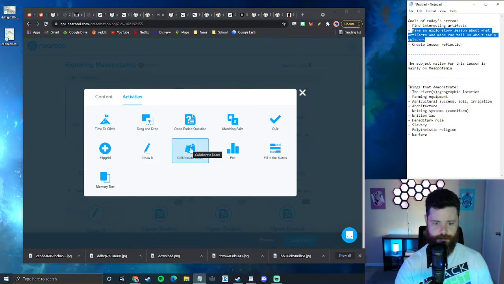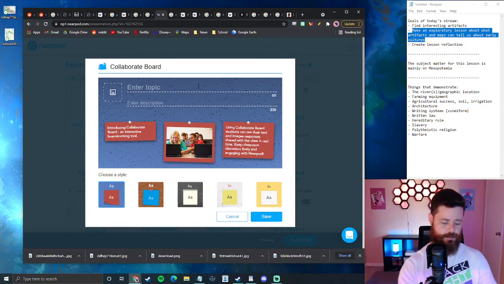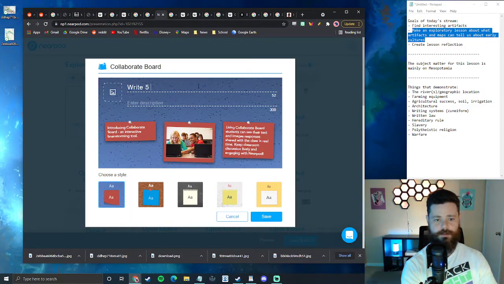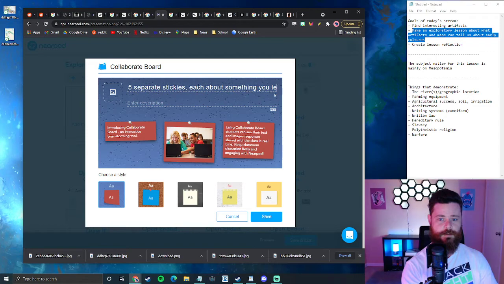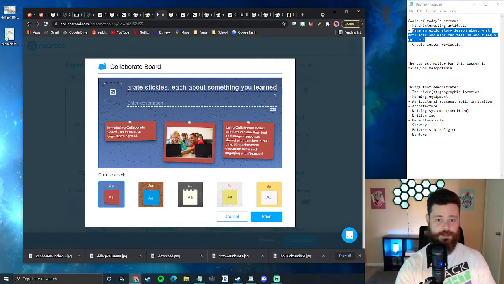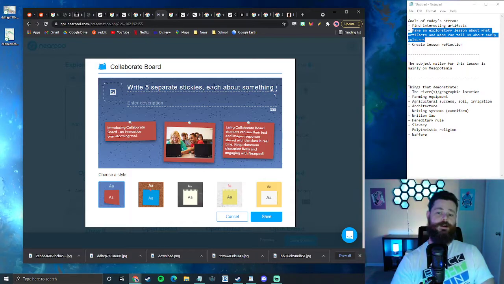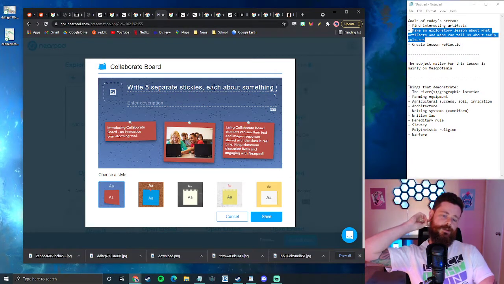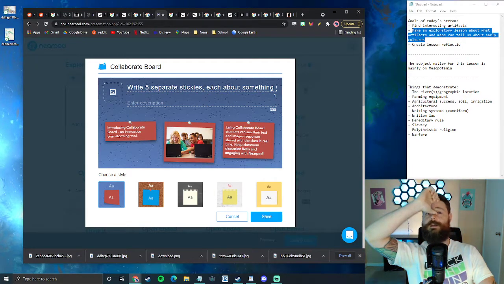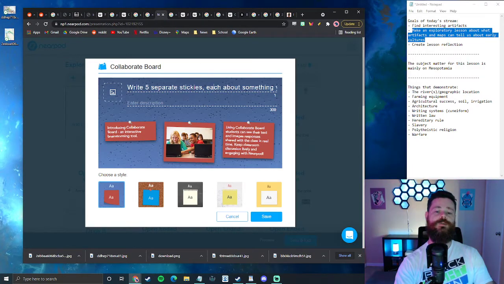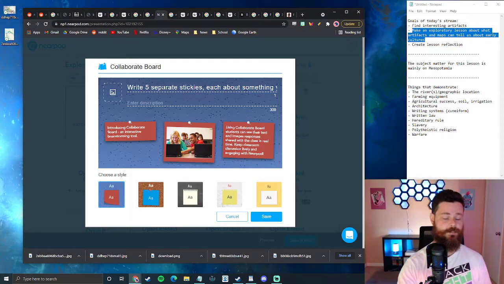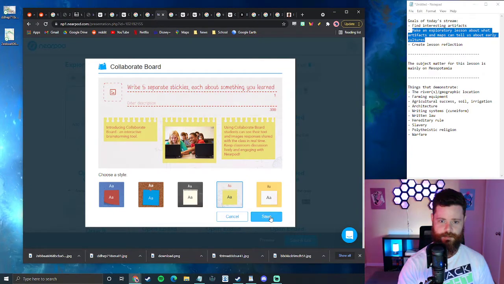So I want, in the Collaborate board, for them to write 5 separate stickies, each about something you learned. I'm not sure exactly how detailed they're going to get with this. I know the Collaborate board doesn't give you a whole lot of room to write, but if they're going for 5 separate things, then hopefully that gives them enough room. Okay.